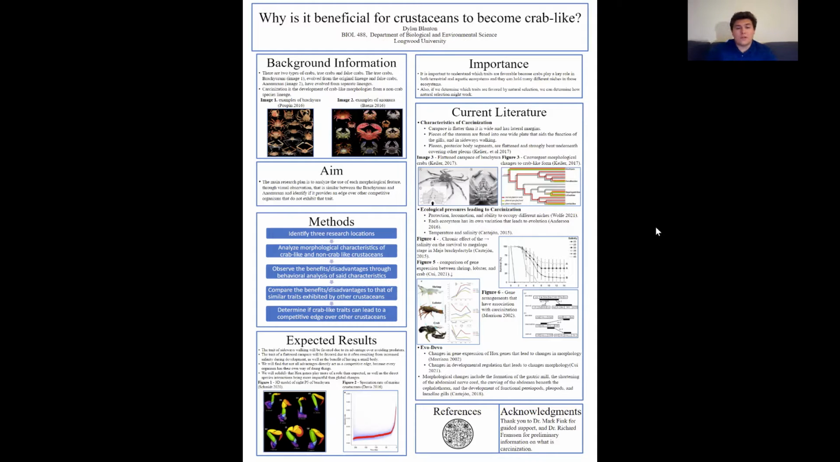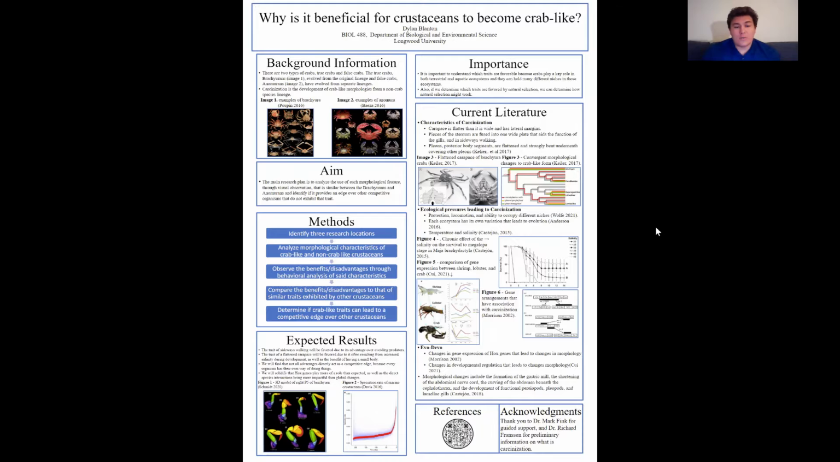So our main research plan is to analyze those different morphological features that lead different crustaceans towards becoming crab-like. The idea of an organism evolving towards being a crab or having crab-like features is known as carcinization. So it's when something that is a non-crab evolves to become crab-like and have all of those characteristics known as a crab. Sorry, I keep saying crab so much.